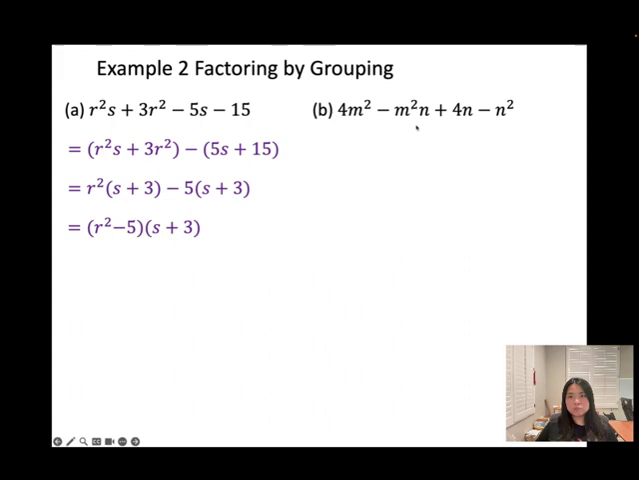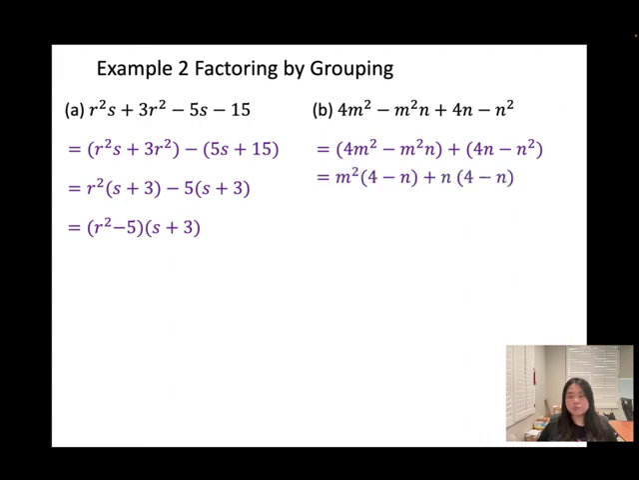Okay, B. Do the same thing. The common factor will be m squared here. And for this one, n will be the common factor. And then factor out 4 minus n. So you're left with m squared plus n here. Okay, right?